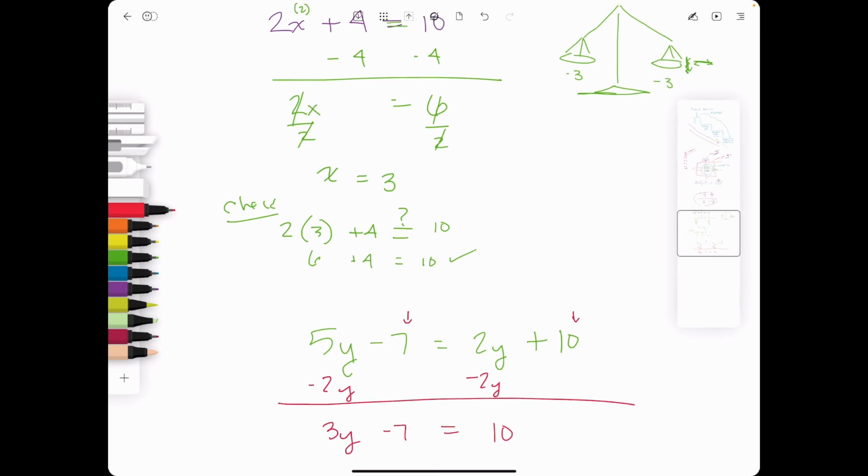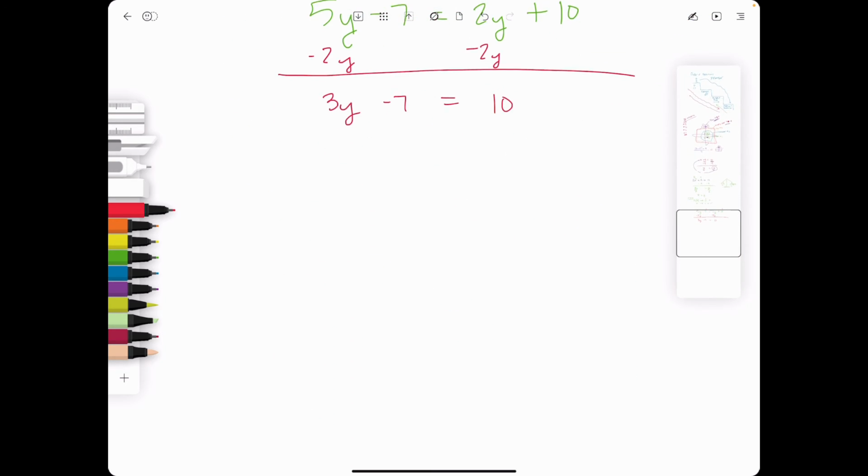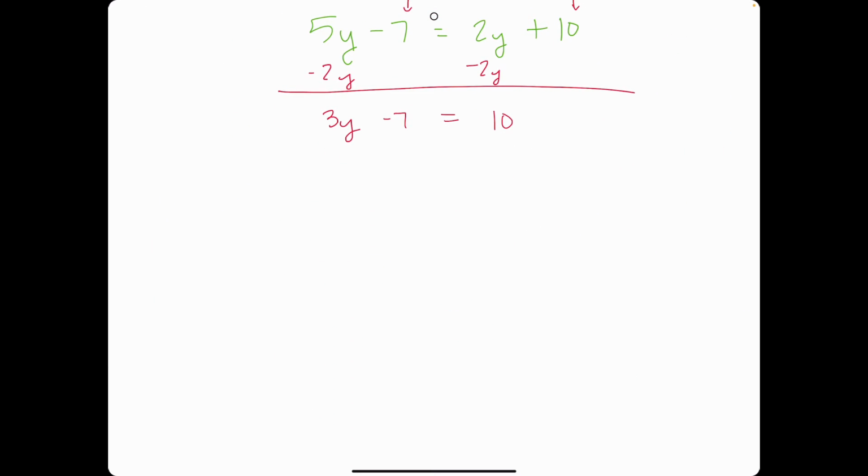Now it looks like what we just did up here, I have a 2-step equation, it's called. So now what do I need to undo? The 7. So I need to do what? Add. That's the opposite of subtract, so add 7. So I have 3y equals 17. Am I done? No. Not quite. Last step, divide by 3.